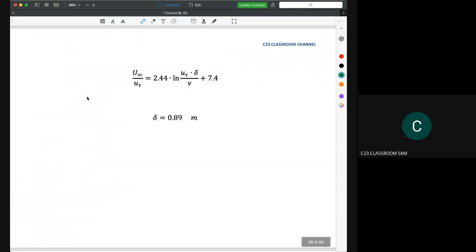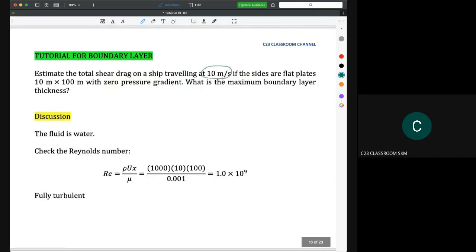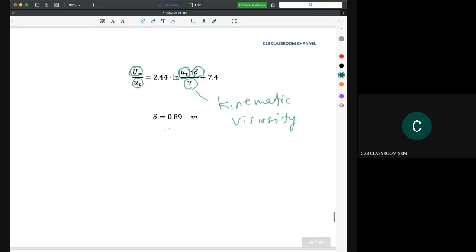Then we use the value of U tau to calculate the value of delta. Here is the kinematic viscosity, and this is the U tau again. This is the free stream velocity, which in this question is equal to 10 meters per second. All the parameters are there, so you could calculate, and then you get delta equal to 0.89 meters.